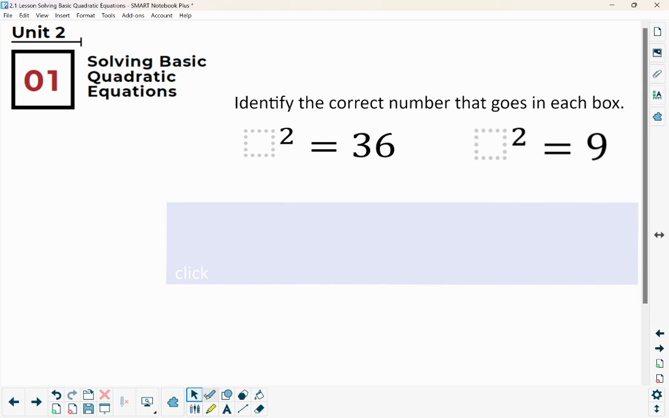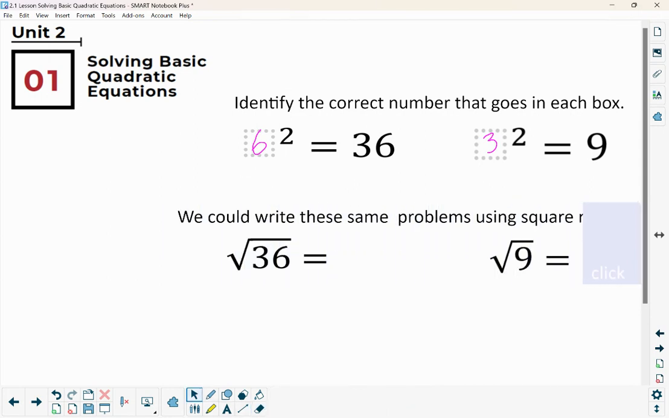So first, I wanted you to just think about if you know that something squared is equal to 36, can you figure out what that something is? Hopefully, just from knowing your multiplication facts, you know that that would be 6. And if we ask that same question, what squared gives me 9, hopefully from your multiplication facts, you know that that is 3. Well, another way of thinking about these two questions is to think about square roots. We could think of these problems as asking what is the square root of 36 and what is the square root of 9.